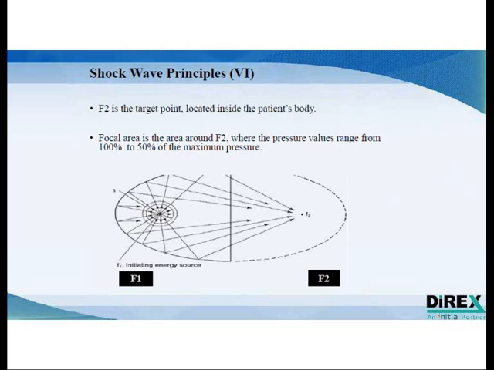Now, on the left side you have the reflector with the generating point, and on the right side F2 is located where the stone is supposed to be located. This way you approach the transducer to the body of the patient, using the imaging, in a way that F2 is located where the stone is located. And this way you are non-invasively creating a buildup of energy at the stone's location.